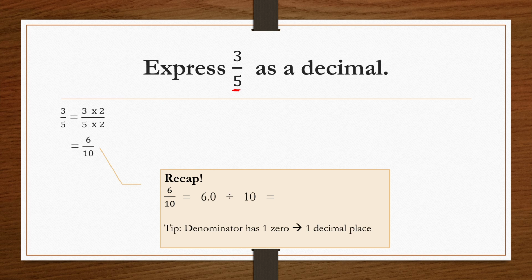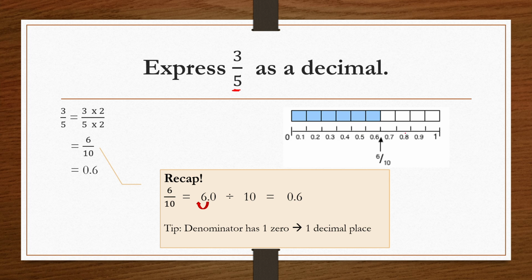Just a quick recap. 6/10 is the same as 6 divided by 10, and 6 is the same as 6.0. If you remember, when we divide a number by 10, we are moving the decimal point one place to the left. So that would give us 0.6. A quick way to remember this is that if the denominator is 10, which has one 0, it will be one decimal place. So we'll just take the numerator, which is 6, and put it into one decimal place, 0.6.